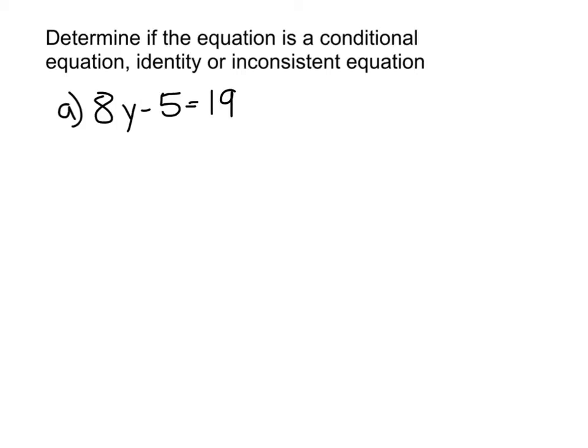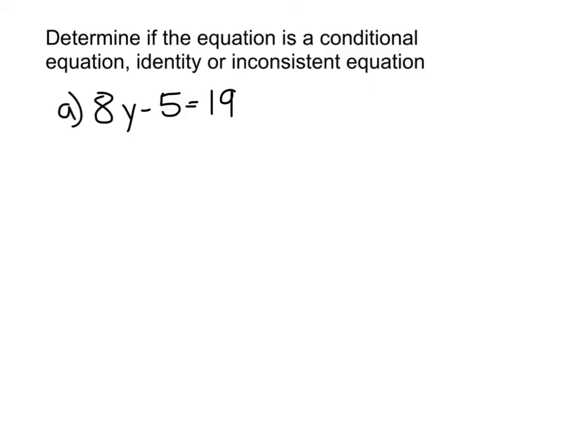In this video, we're going to talk about determining the type of equation you're looking at. There's three types of equations that we're going to be talking about. First is the conditional equation. The second is identity, and the third is inconsistent equation.